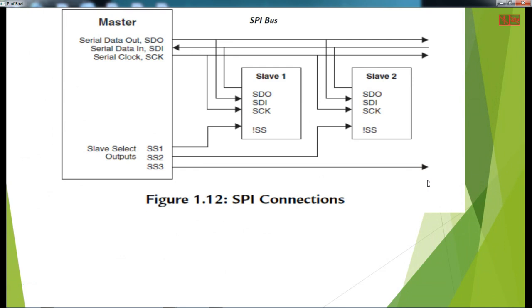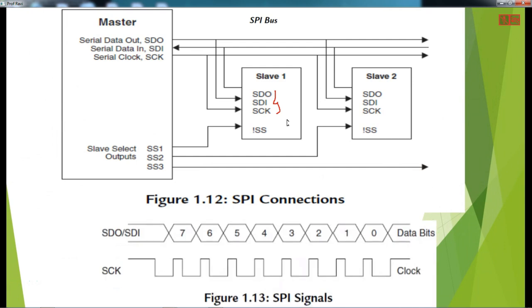In the serial peripheral interface, here you have a master and then the other devices can be taken as slaves. The signals available are SDO, SDI and SCK. Then the timing of this one, so this SCK is your clock, right?